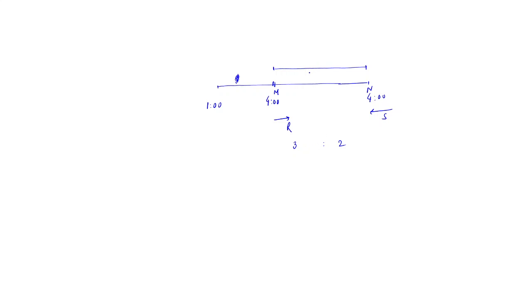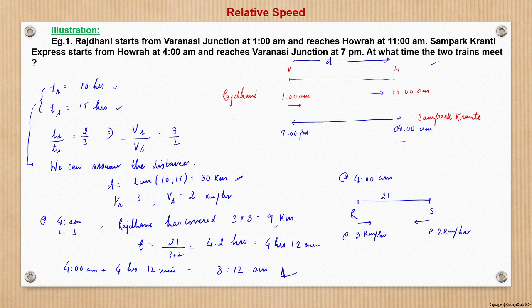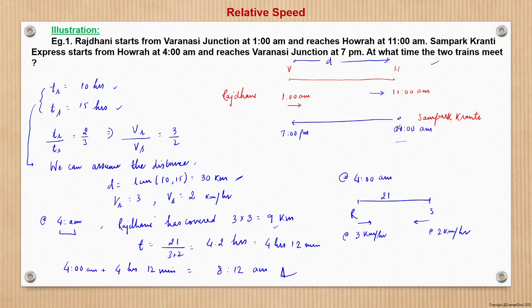So here from M, Rajdhani will cover 3 units and Sampark Kranti will cover 2 units, right? So from here also we can find that if this becomes 3 units, this becomes 2 units. And here we had seen that the total distance was d. So out of d, the remaining distance would be divided in the 3:2 ratio, right?